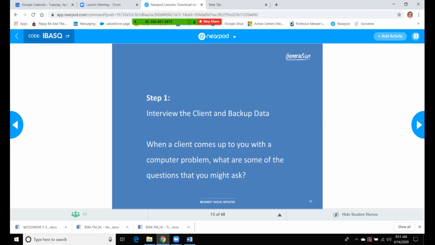Okay, Christina, step 1, if you could help us out with the slide here. Step 1, interview the client and backup data. When a client comes up to you with a computer problem, what are some of the questions that you might ask? So, thinking there, what could be some of the questions that we may ask to users? You guys have any clues from the video of Udemy that we watch, and or hopefully part of the chapter that we read? What kind of questions could I ask a user or client?